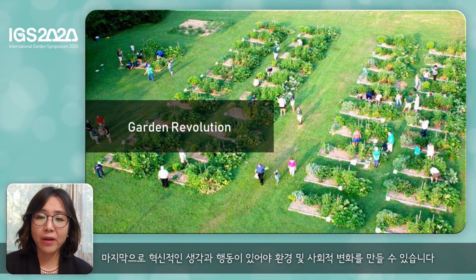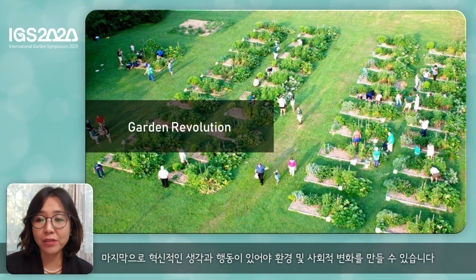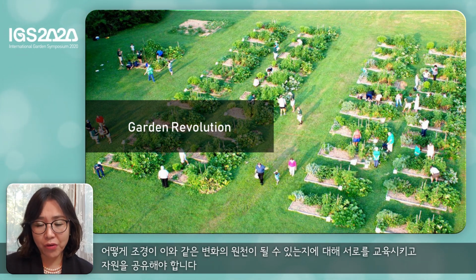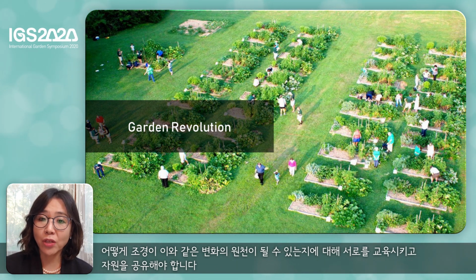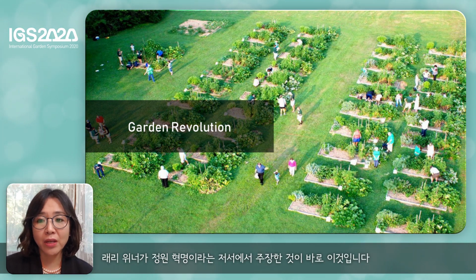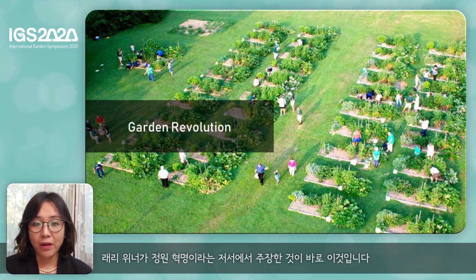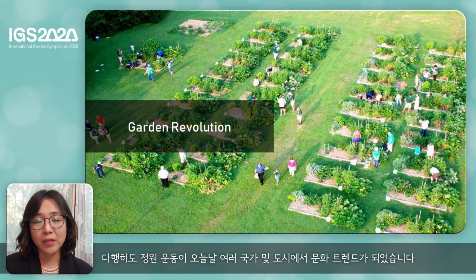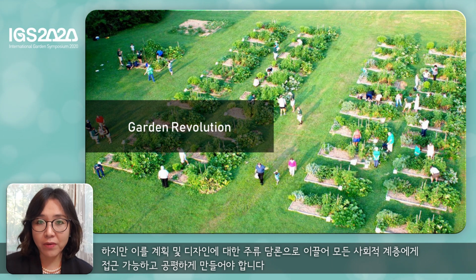Lastly, we need a sort of revolutionary thinking and action to make environmental and social changes. We need to educate one another and share resources on how our landscapes can be a source of these changes, as Larry Weaner argues in his book, Garden Revolution. Fortunately, the garden movement has become a cultural trend in many cities and countries these days, but we need to bring it into the mainstream of planning and design conversations and make it more accessible and equitable to all social classes.